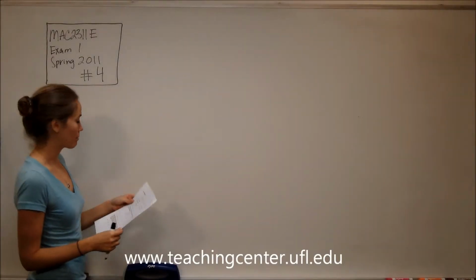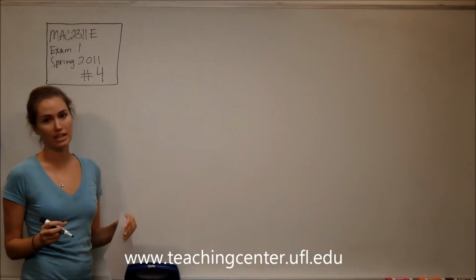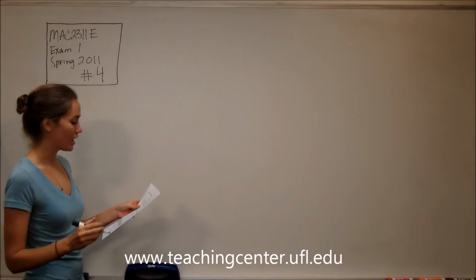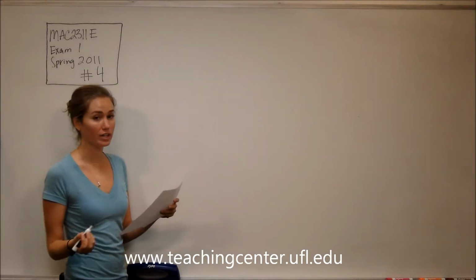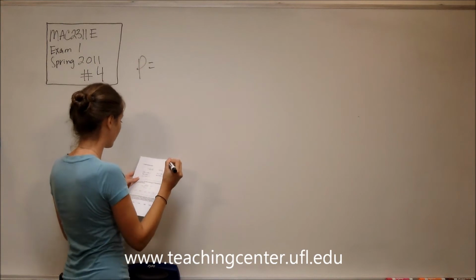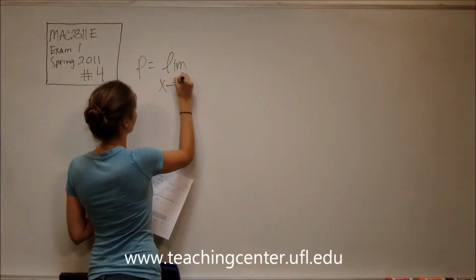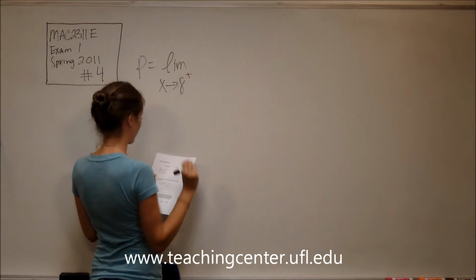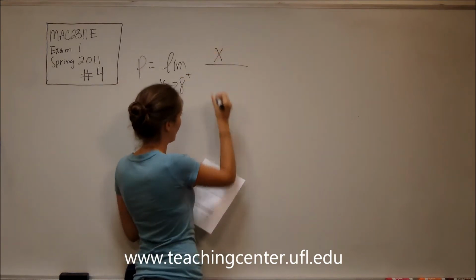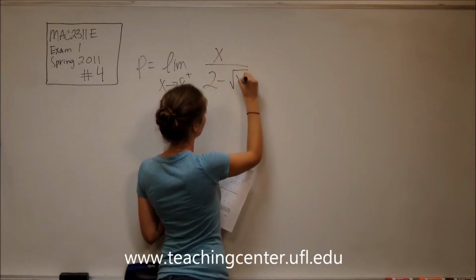Hi, we are doing problem number 4 for Math 2311 Engineering from Exam 1, Spring 2011. Number 4 asks us to evaluate the limits below. They give us two limits. Our first limit is P is equal to the limit as x approaches 8 from the right of x divided by 2 minus the cube root of x.